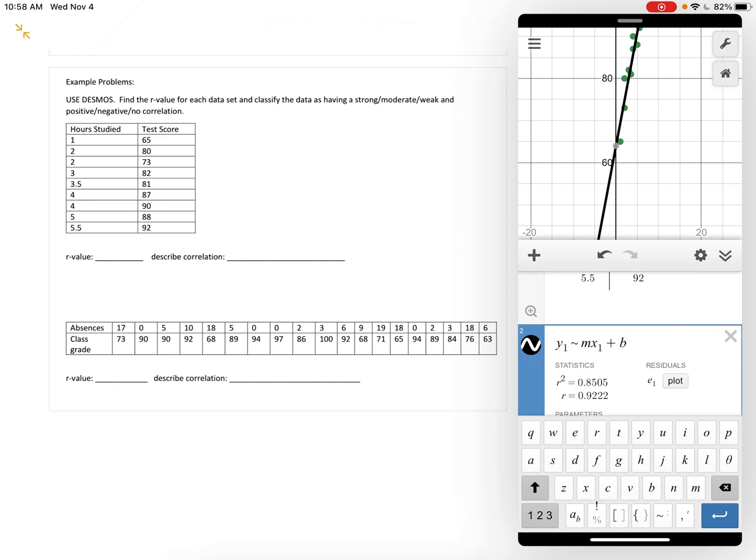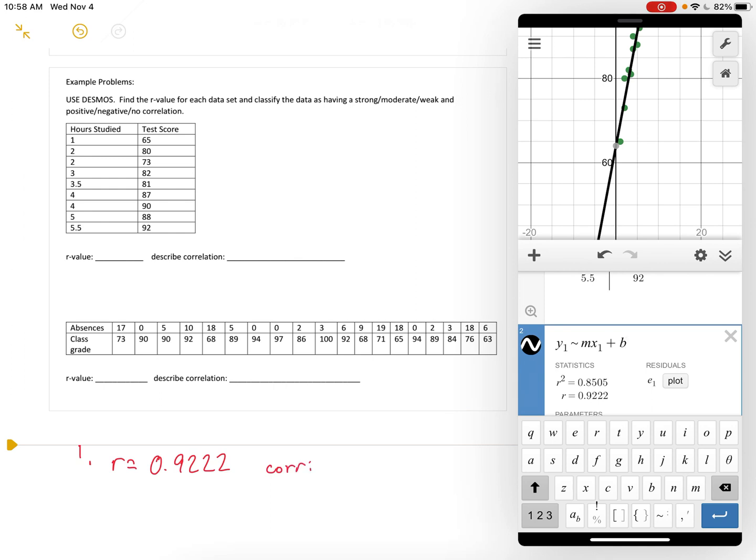Now we can see a line that's near our points. We'll talk more about that line in the future. All we care about for today is that R value, which is R equals 0.9222. And so I'm going to actually write my answers down here. For number 1, my R value is 0.9222.